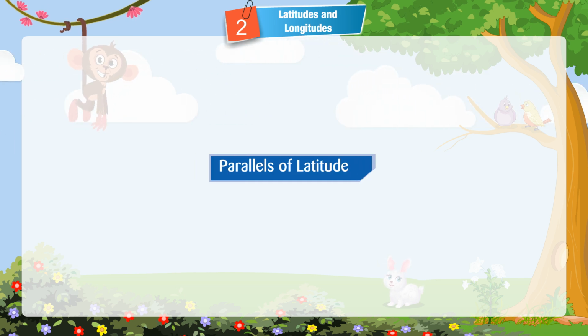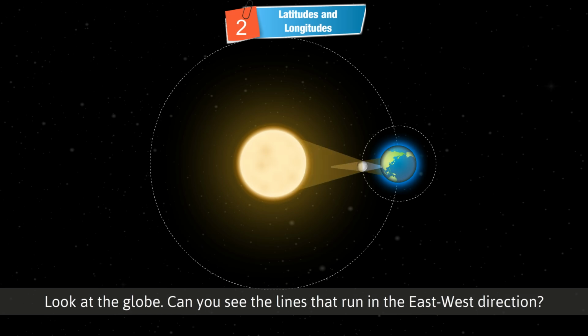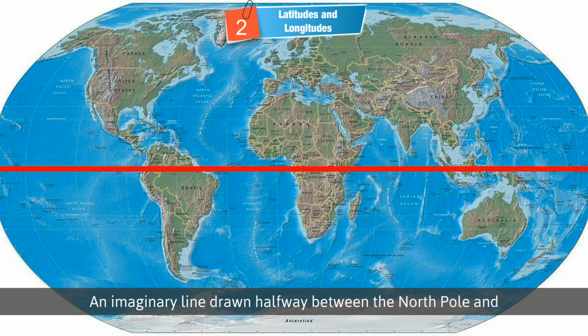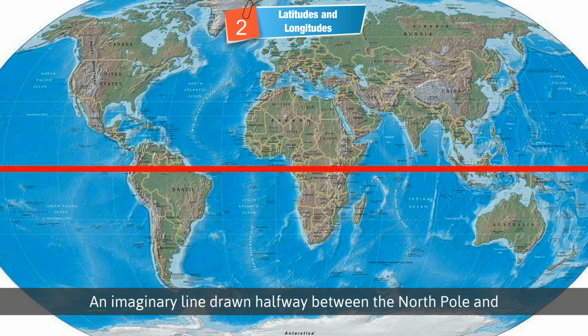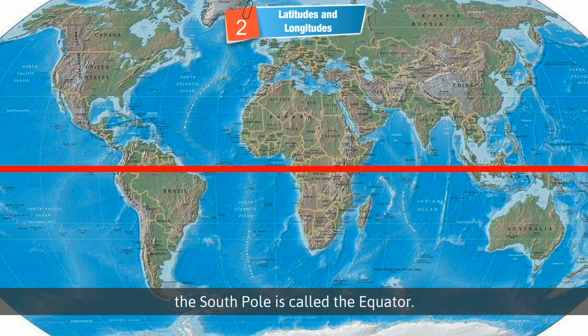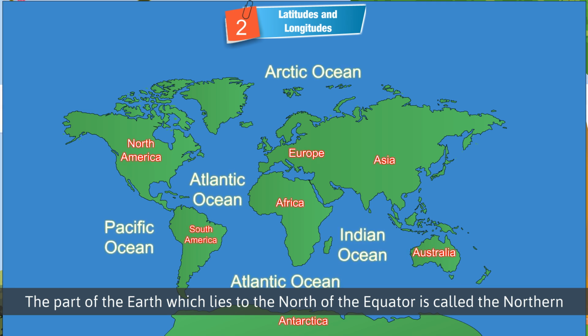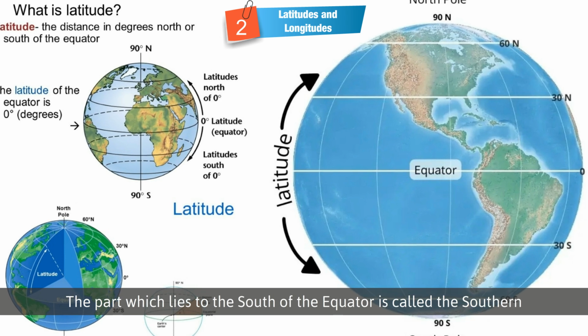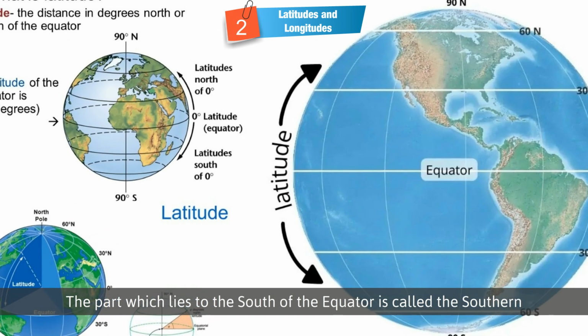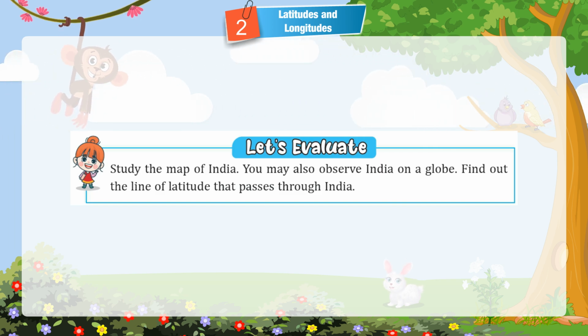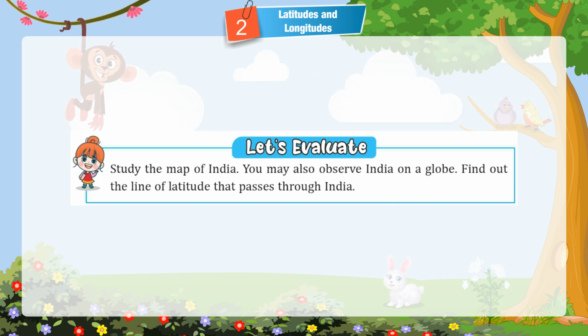Parallels of latitude. Look at the globe. Can you see the lines that run in the east-west direction? The full circles that run from east to west are called parallels or lines of latitude. An imaginary line drawn halfway between the North Pole and the South Pole is called the equator. The part of the earth which lies to the north of the equator is called the northern hemisphere. The part which lies to the south of the equator is called the southern hemisphere. Let's evaluate. Study the map of India. You may also observe India on a globe. Find out the line of latitude that passes through India.